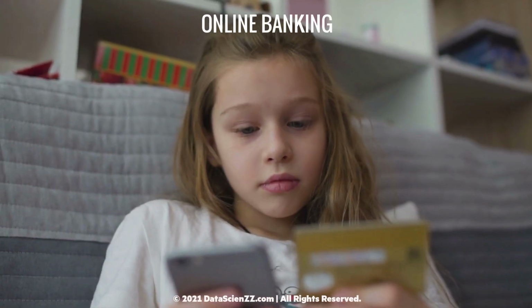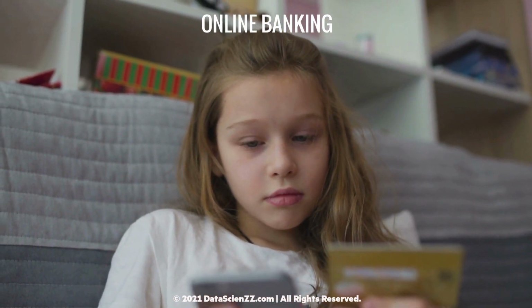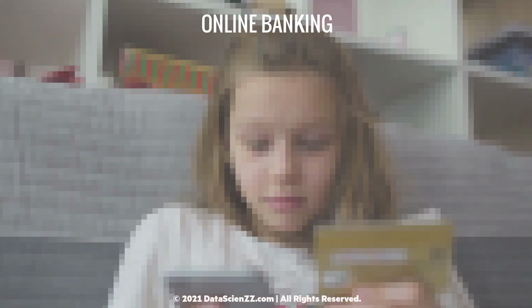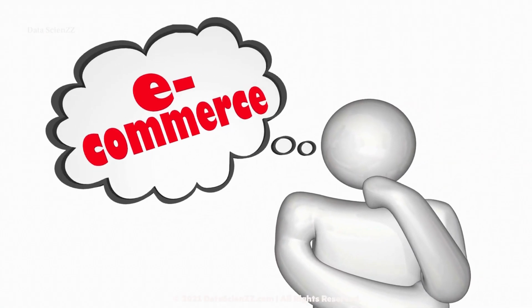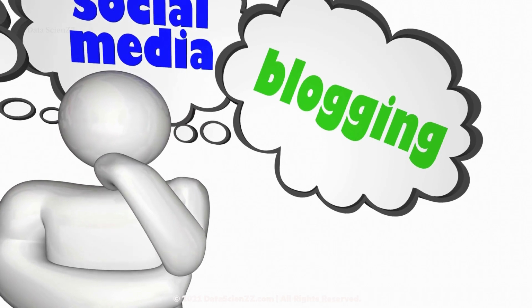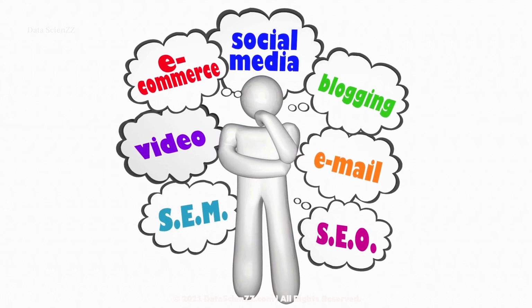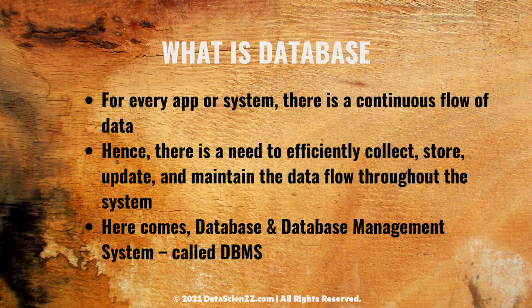Take a simple example of online banking. If you make a transaction, you will see that your account balance is updated after the transaction. Or think of e-commerce, email, social media, everywhere you will find that all related information or records are stored, updated, and retrieved on every occasion. It means that, for every app or system, be it online or offline, there is a continuous flow of data. And there is a need to efficiently collect, store, update, and maintain the data flow throughout the system. Here comes the concept of database and database management system, called DBMS.